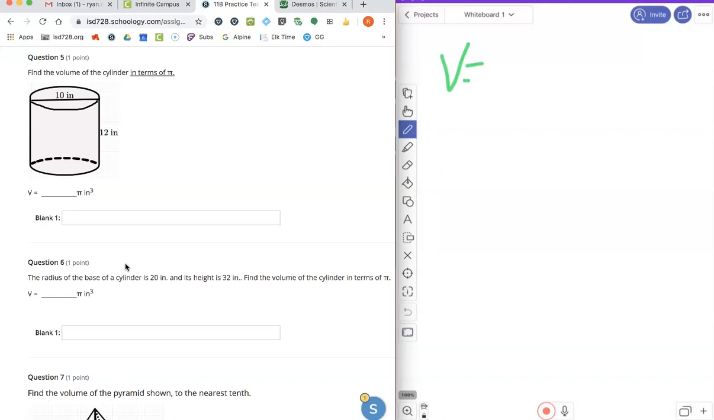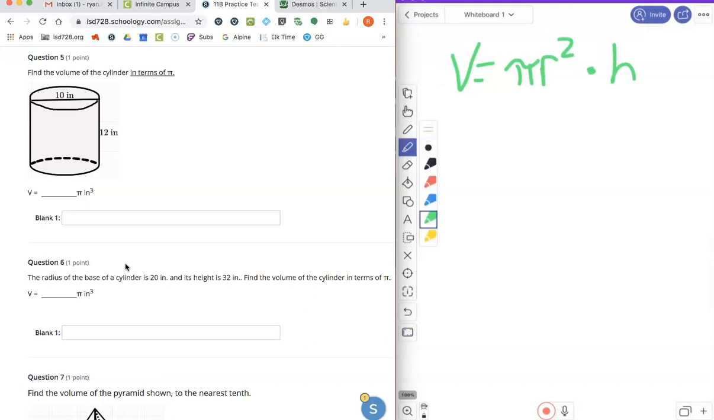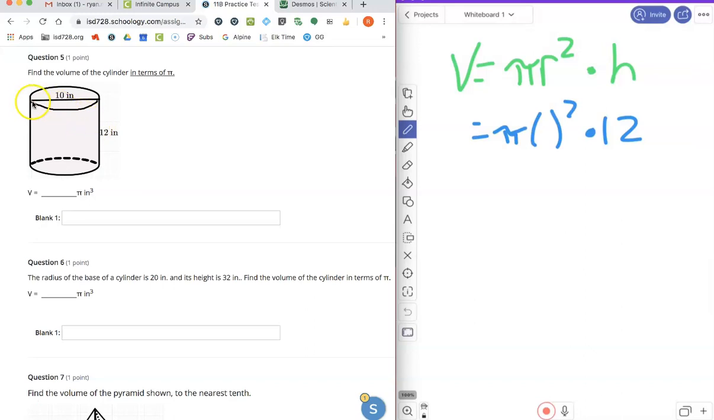The formula we said from before, it's still B times H, but B is always going to be pi r squared. So we have pi r squared times H. That's always going to be our formula for this. Okay, so then for this problem, they gave us H is 12. But they didn't technically give us what R is. They gave us 10, but notice how it's drawn all the way across here. So 10 is a diameter, which means 5 is a radius.